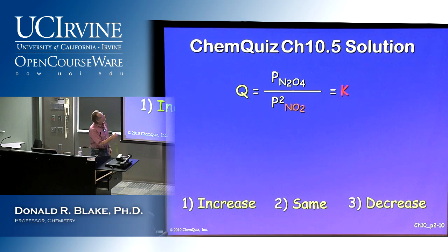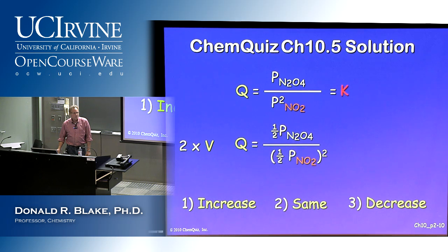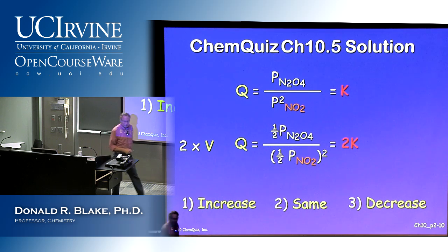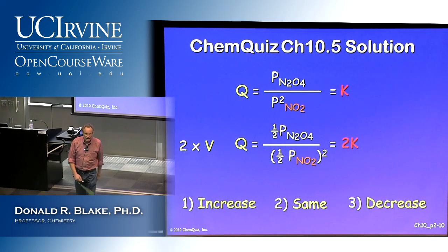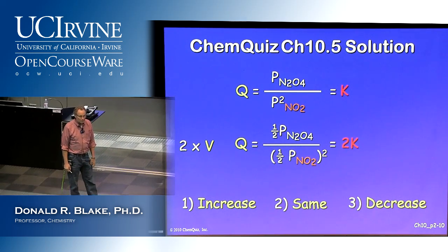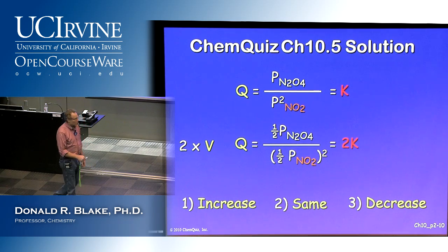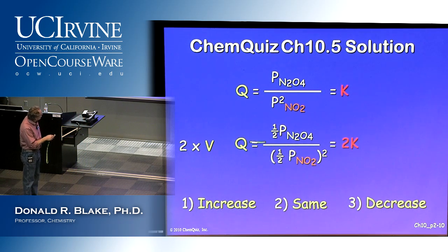So, we know that Q is equal to K at equilibrium. What happens when we decrease the pressure of everything by a factor of 2? Now Q is equal to 2K. Q is twice as big as K.